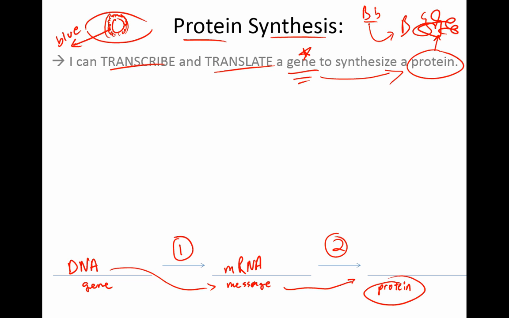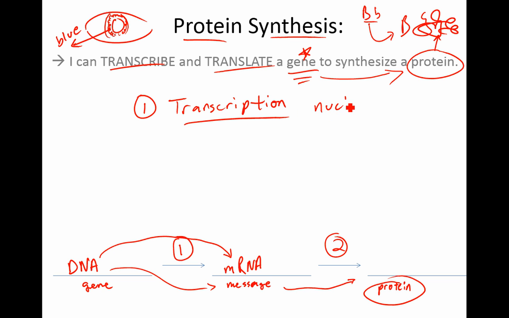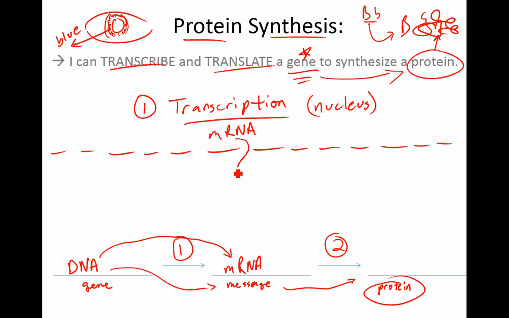That's the second step. So the first step here, where we're using the information to make an mRNA, that's called transcription. Transcription happens in the nucleus of your cells. Inside of the nucleus of your cells, that mRNA is going to be synthesized. That mRNA, after it is transcribed, is going to leave the nucleus through a nuclear pore, or a hole in the nuclear membrane, and it's going to go out into the cytoplasm where it will find a ribosome.